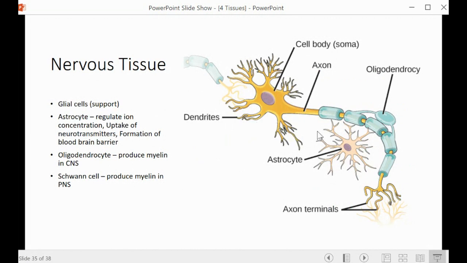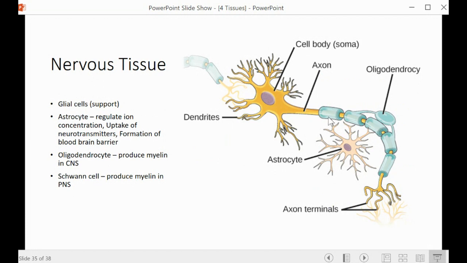So these are those glial cells for supporting, remember those neuroglial cells. So we have astrocytes. Astrocytes are called astrocytes because they're shaped like a star, and they help to regulate our ion concentration. They also can reuptake any neurotransmitters, and they help to form our blood-brain barrier, right? Because our blood and our brain don't touch. Our brain doesn't have blood around it. Instead, it has CSF, or cerebrospinal fluid.